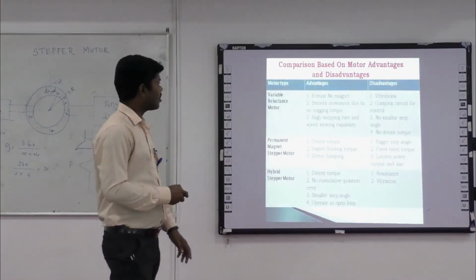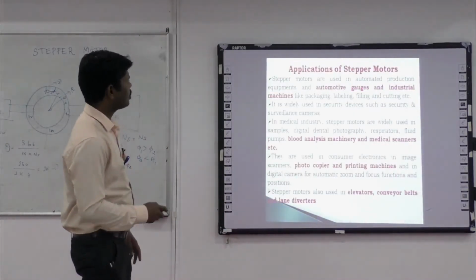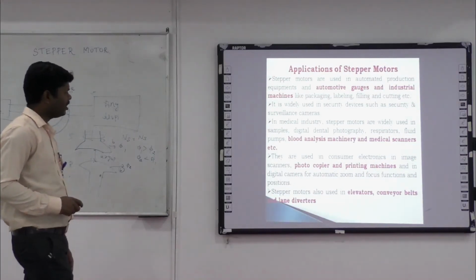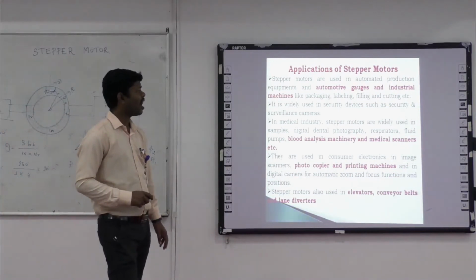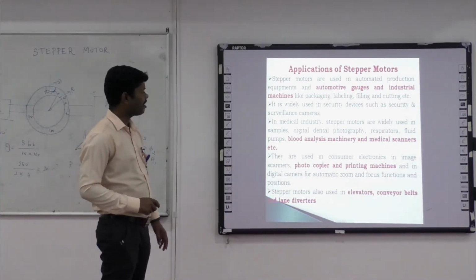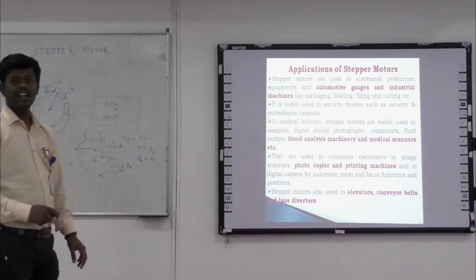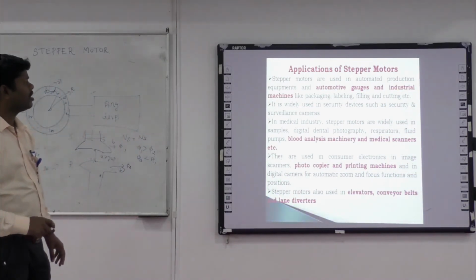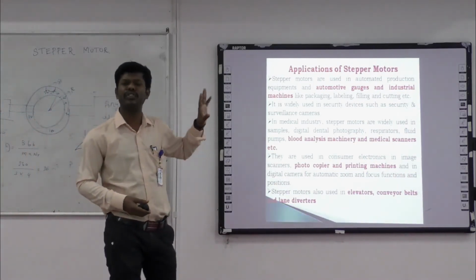Then applications of stepper motors. The stepper motor is mainly used in automotive, gas and industrial application systems, and then the medical industry: blood analysis machinery and medical scanners. Then photographic and printer mechanisms. Elevators, conveyors, and lane drivers. All these applications use stepper motors. Mainly, stepper motors are used in the robotics industry. All robotic industry uses our stepper motor.